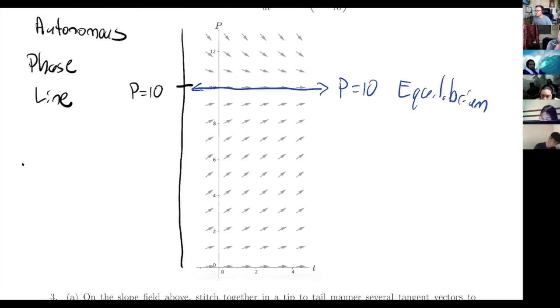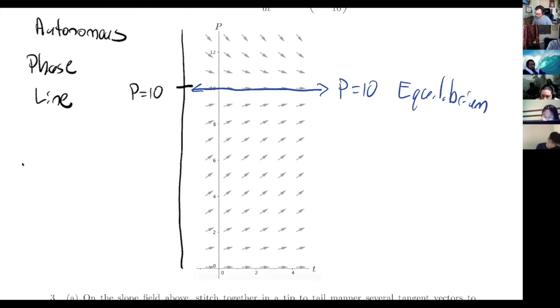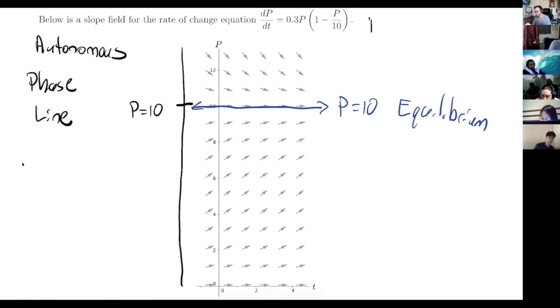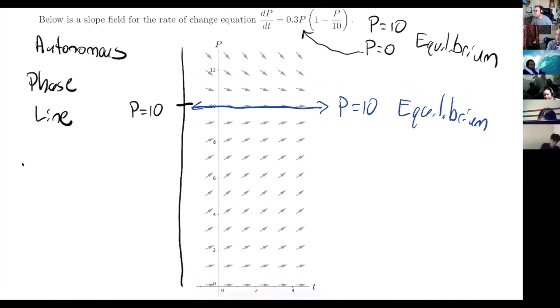So we would mark our equilibrium over here. We could identify that this differential equation has two equilibria. P of 0 comes from the fact that when I plug that into the first factor, that would make dP/dt 0, and 10 comes from the second factor.